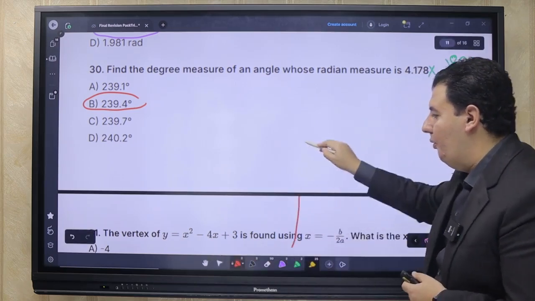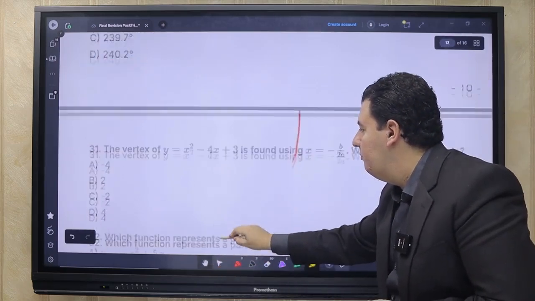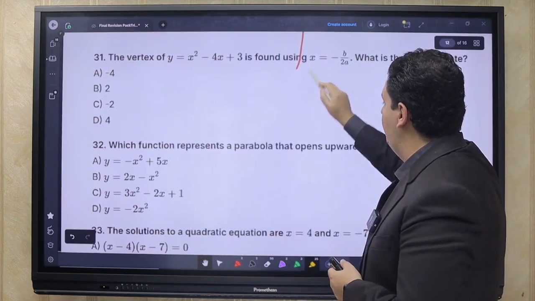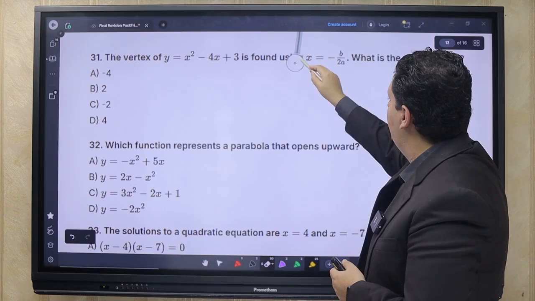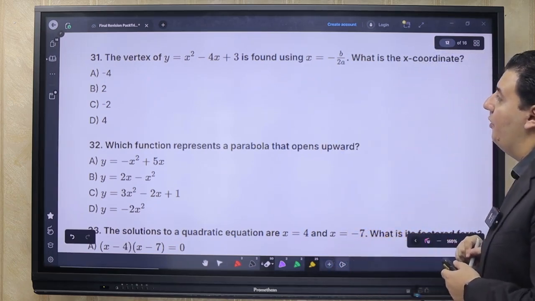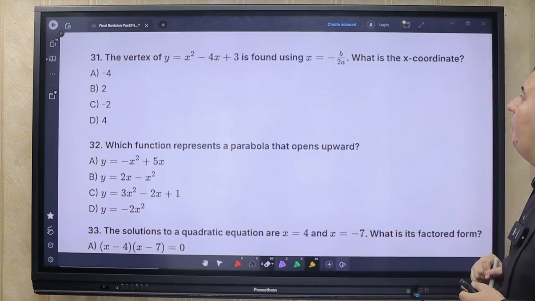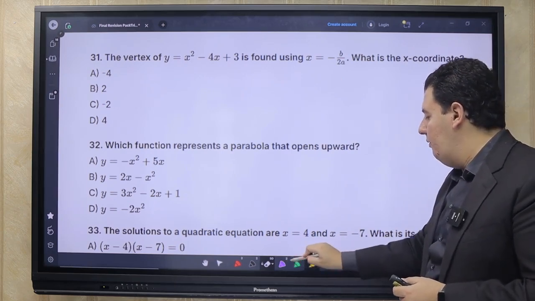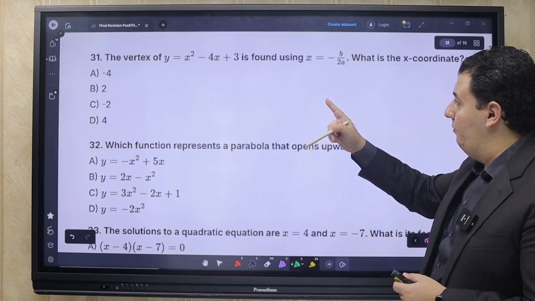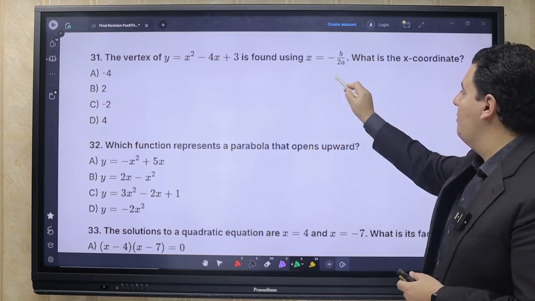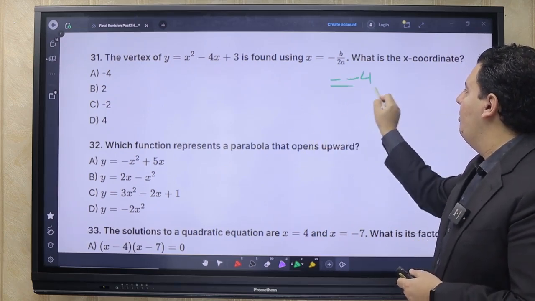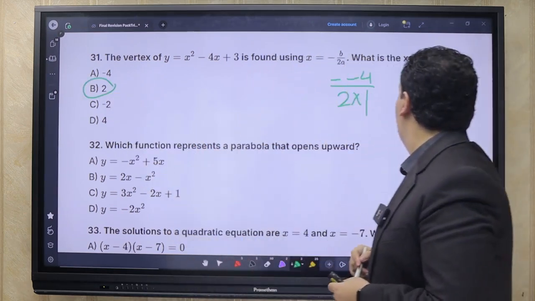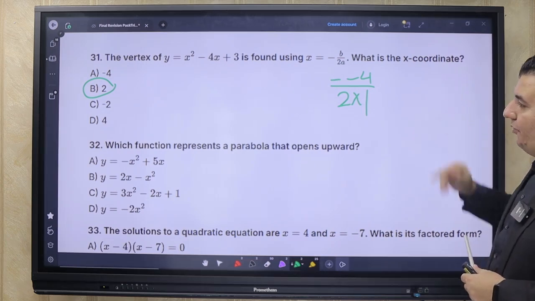Okay, question 31. The standard form is y equals x squared minus 4x plus 3. Using x equals negative b over 2a, a here equals 1 and b equals negative 4. So negative 4 over 2 times a, which equals 1, so it will be 2. I want the x coordinate only.